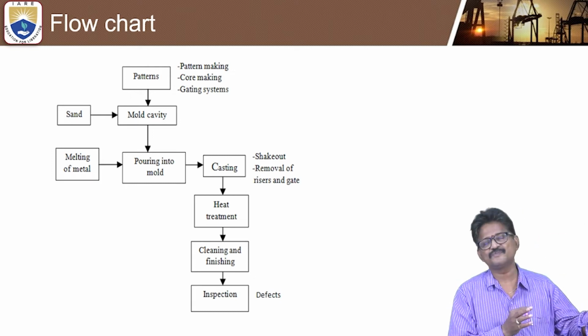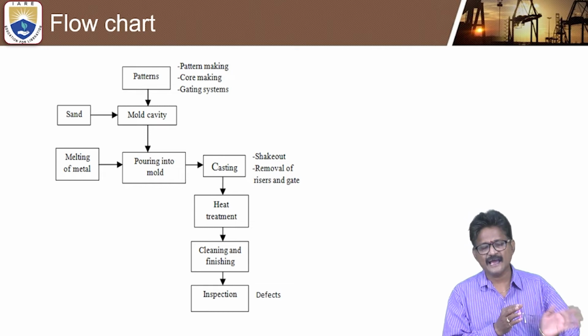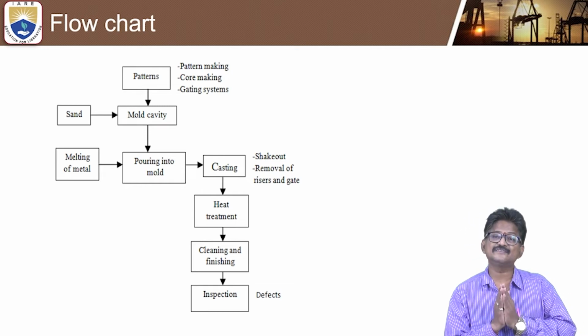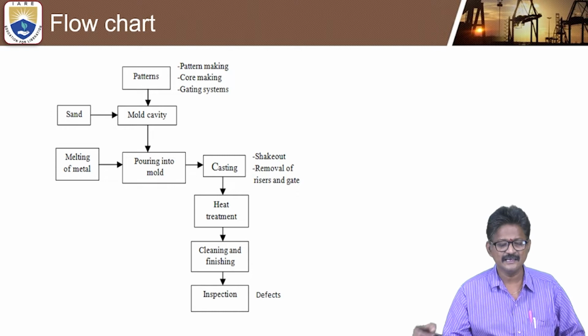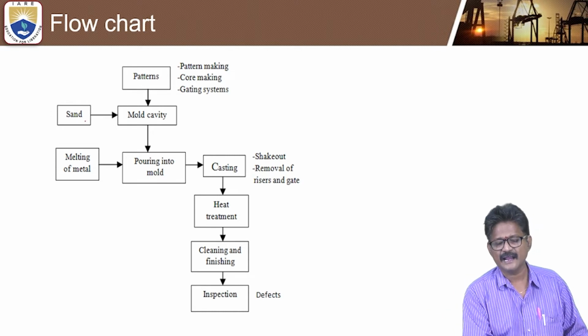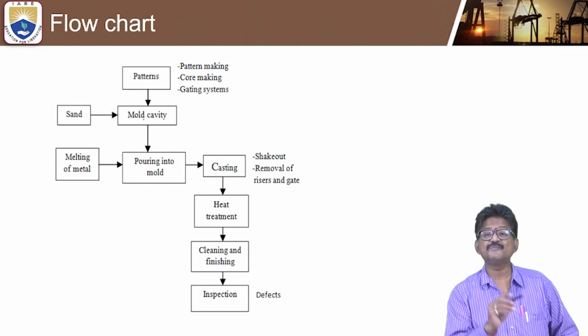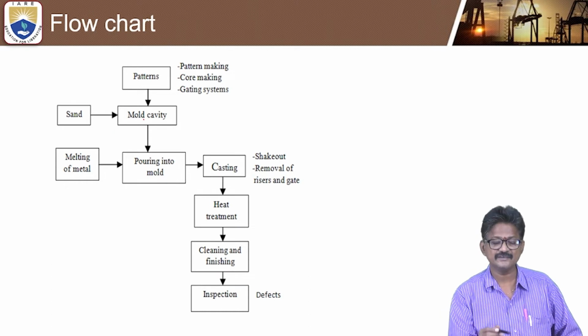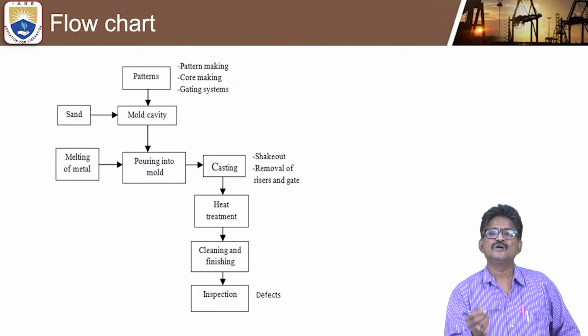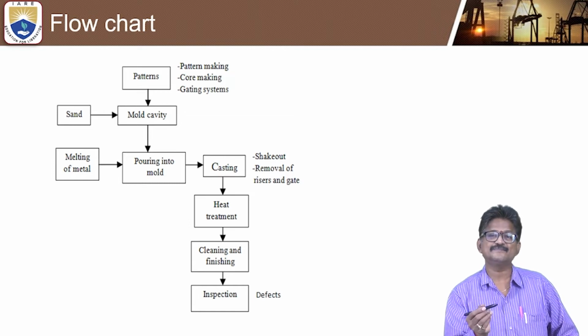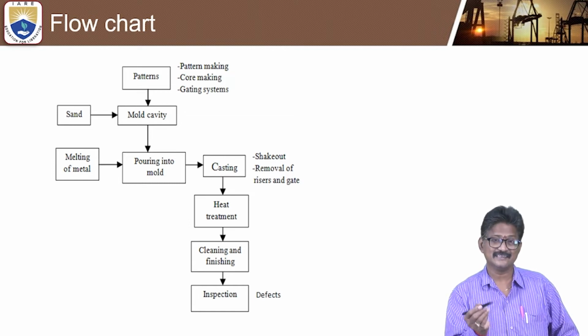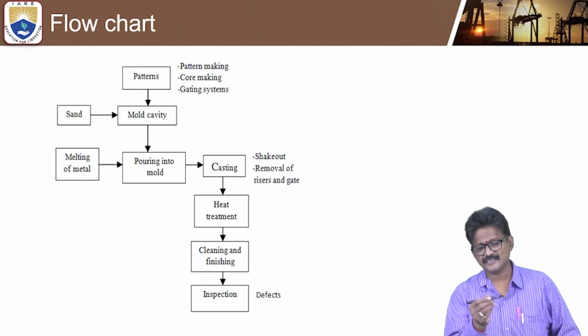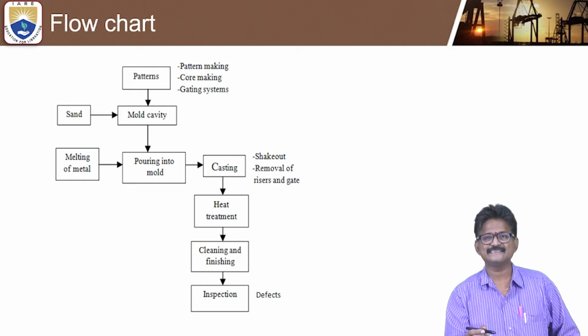On one side they prepare the pattern, and on the other side the mold cavity. For the mold cavity, you can see there is sand, and with the help of the sand they prepare the mold cavity. This is another important part. The mold cavity takes the shape of the pattern. As we discussed here, the pattern can be defined as the replica of the original casting, and that pattern is used in the mold cavities.